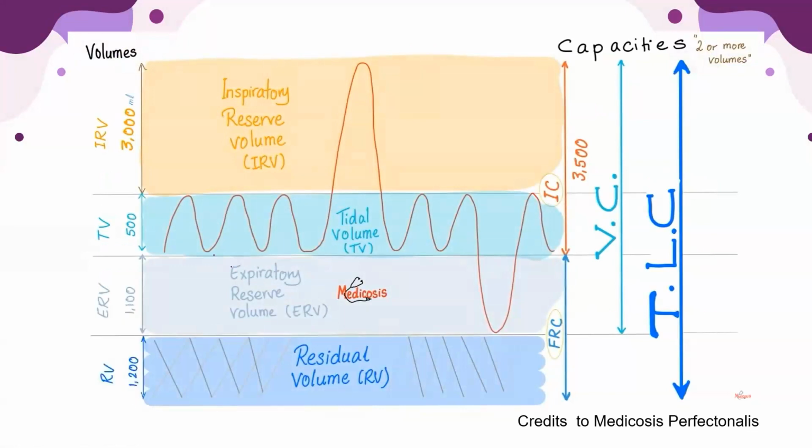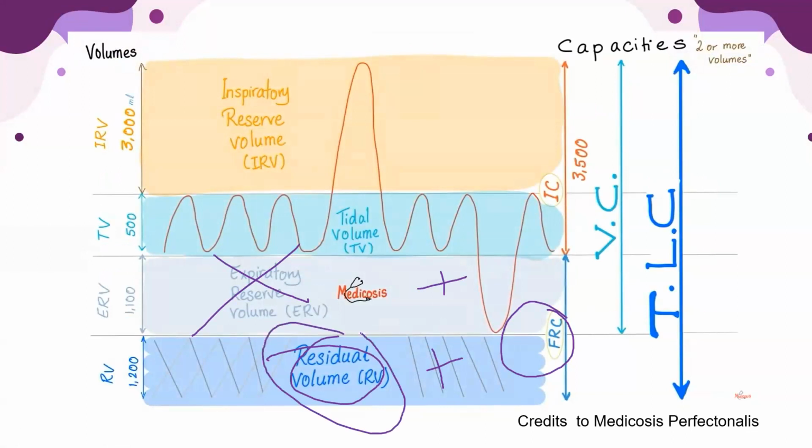In maximal exhalation, this is gone as well. So only this is left. If it's normal exhalation, you have this plus this. So if they say which volume is remaining after normal exhalation, it's FRC. If they ask which volume remains after maximal exhalation, residual volume.